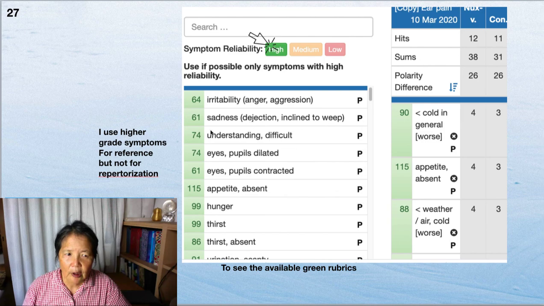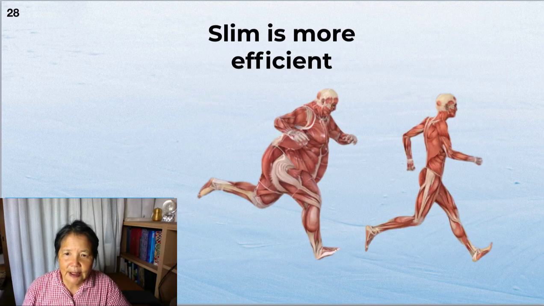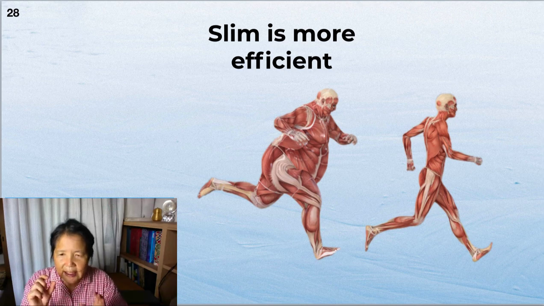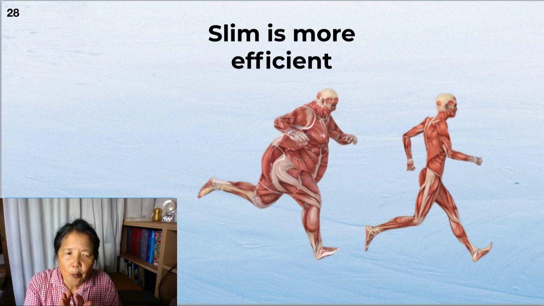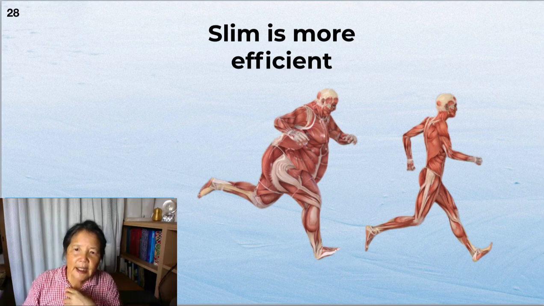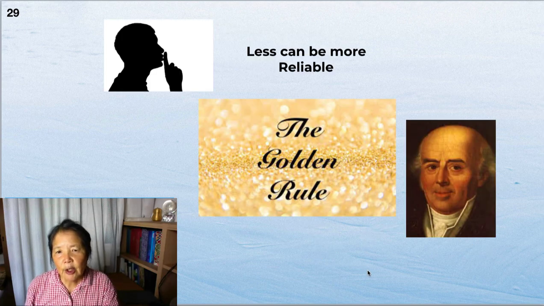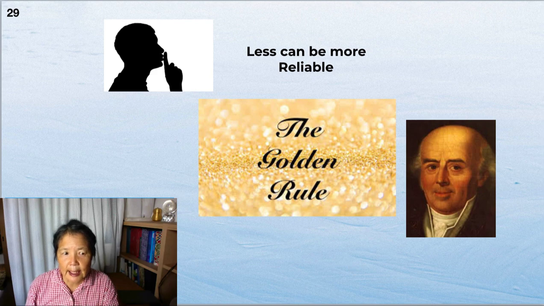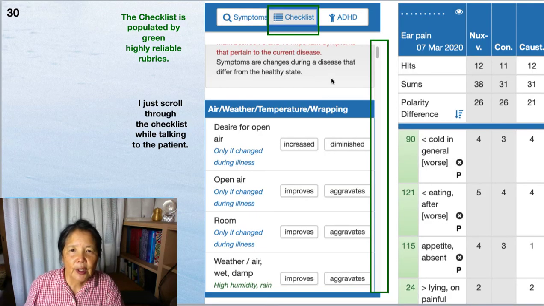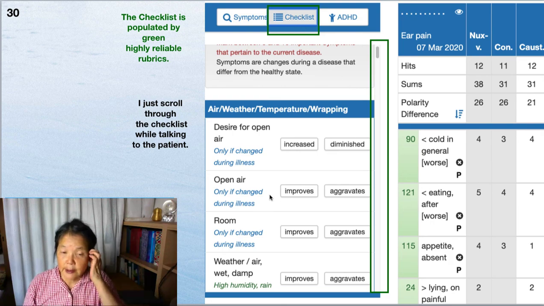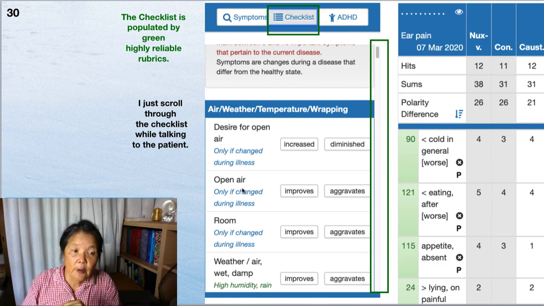In general, I'm looking for a slimmer, easier way to do the analysis. I don't want to be carrying around the entire Boenninghausen repertory in my interview. Even that very slim book becomes more cumbersome than the highly reliable symptoms that Dr. Fry recommends. Really, Hahnemann also told us the golden rule is that less is more reliable. So I click on the checklist when I'm doing an actual interview. It's a very short list. I have it written in big letters. It only covers 4 pages. So it's really very short.